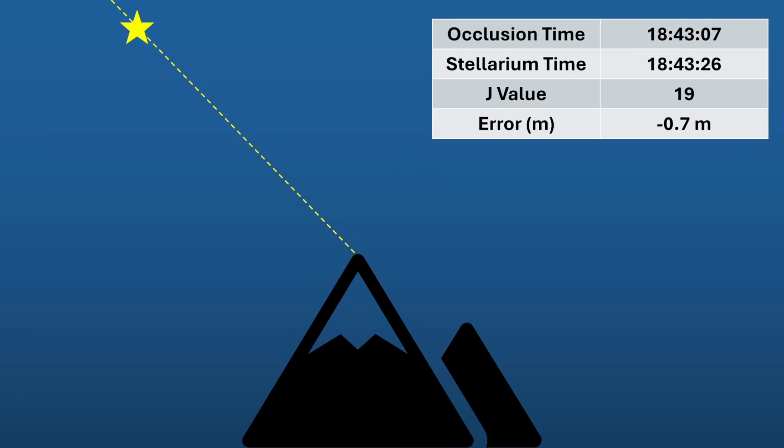All right, so here's a typical occlusion. And the measured time of occlusion is 6:43:07. They do their little correction in Stellarium, which gives a time of 6:43:26, which is 19 seconds later. So the J value is 19. And because the celestial theodolite matches flat Earth so precisely, it matches the predicted height of the mountain by 0.7 meters.